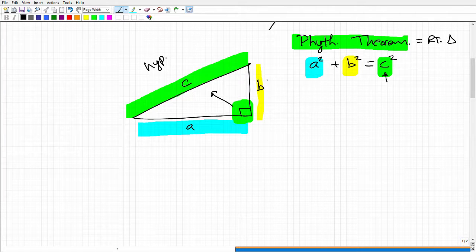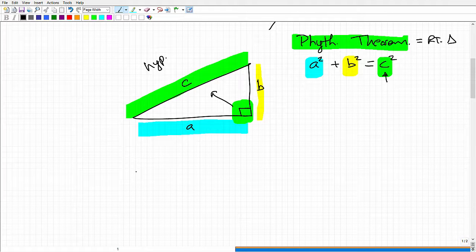It doesn't make a difference, so you can switch these around. However, what you cannot do is the C in this equation always has to be the longest side of the right triangle. Okay. All right, so once that's being said, let's go ahead and get to an actual example.